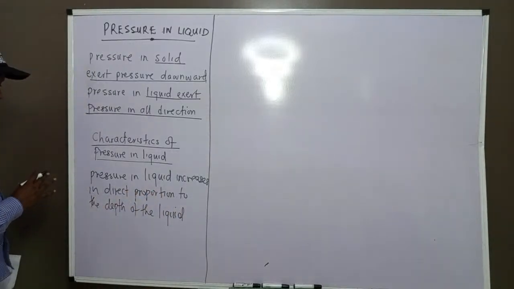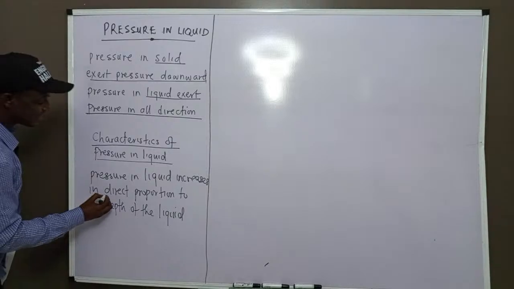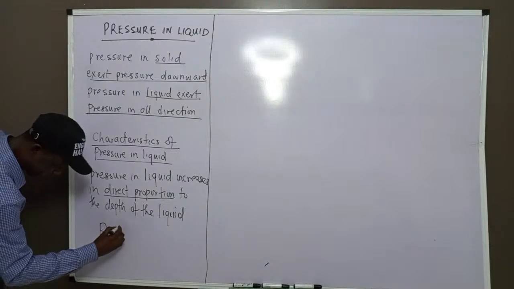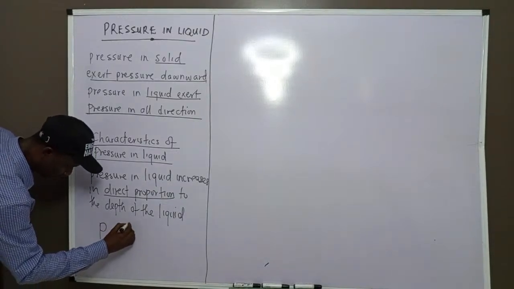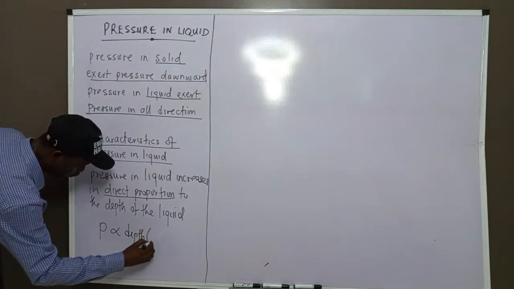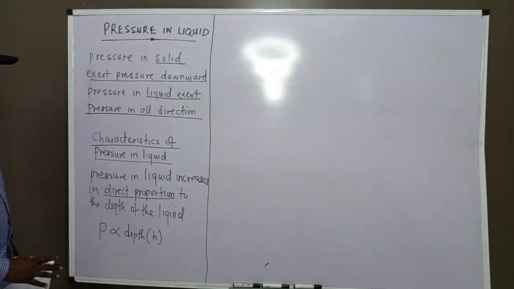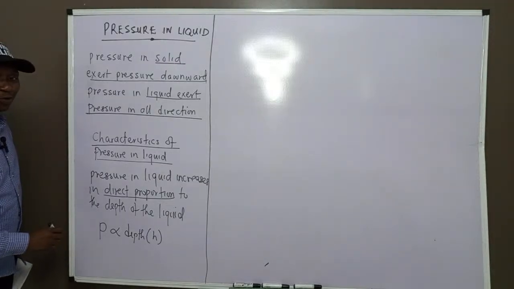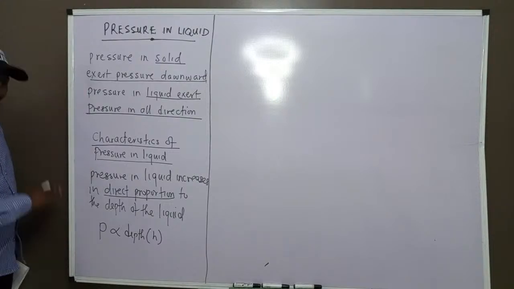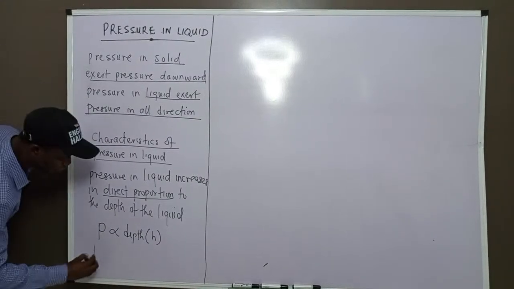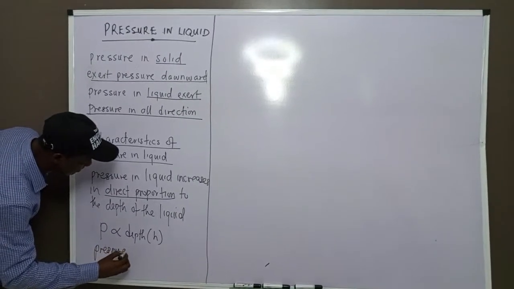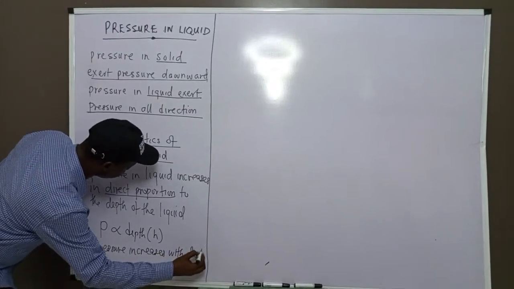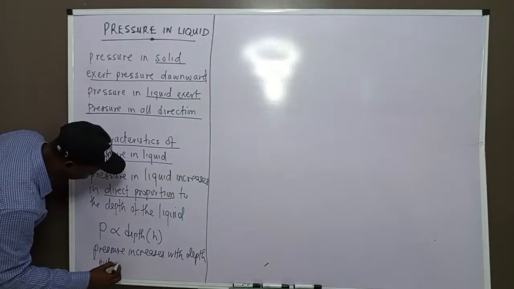Pressure in liquid increases in direct proportion to the depth of the liquid. In other words, pressure is proportional to the depth, h, of a particular liquid. Let me give you one very good idea: there is a difference between depth and height of the liquid. Pressure increases with depth but decreases with height.